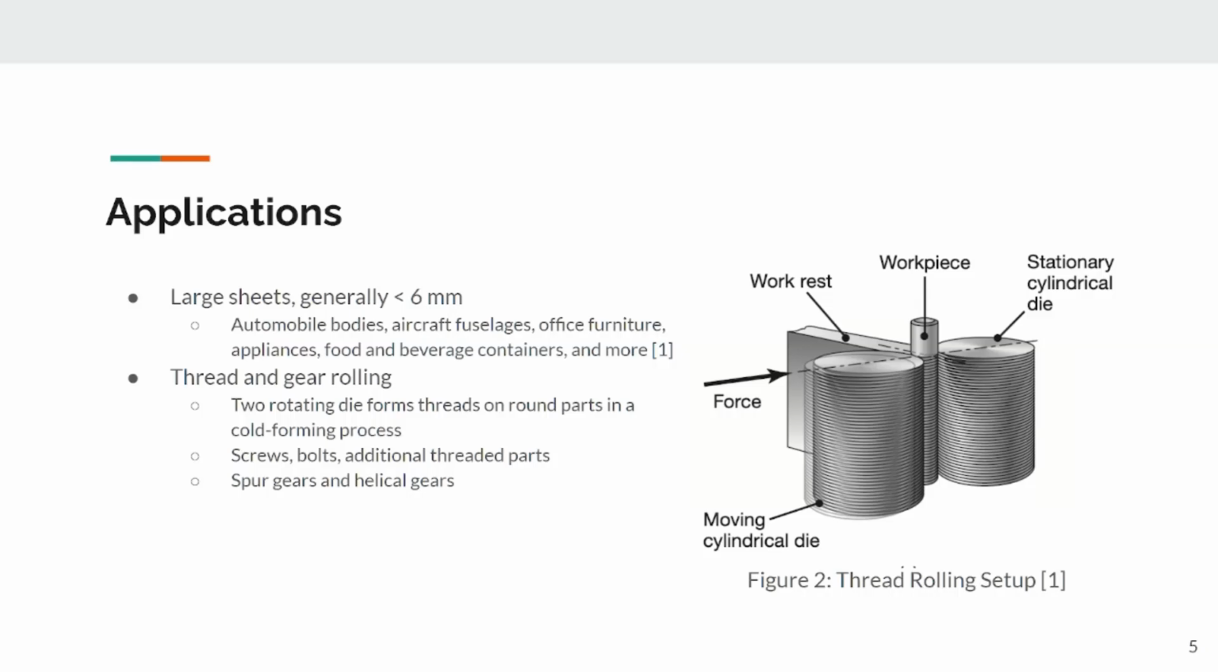Rolling is used to produce large sheets that are used in automobile bodies, aircraft bodies, office furniture, and more. It's also used to create threads on screws, bolts, and any other threaded part. Two rotating dies form the threads on the round parts via a cold forming process. It also creates spur gears and helical gears.